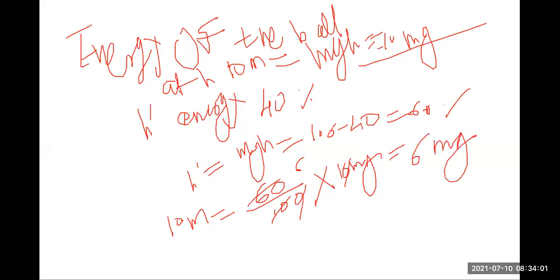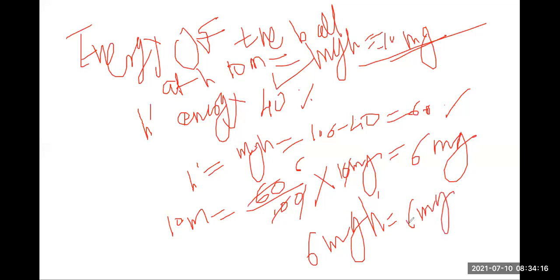See here, from this we can write 10 mg. Now here 6 mg is equal to mg h dash because height is reduced. That is 6 mg, and here you will see mg is the same, then remains h dash. Okay, h dash is equal to 6. Understood now? Yes or no? Yes, sir. Any problem? No, sir. Okay. Now read the fourth problem.